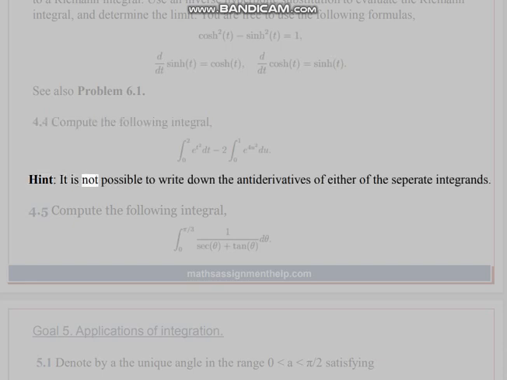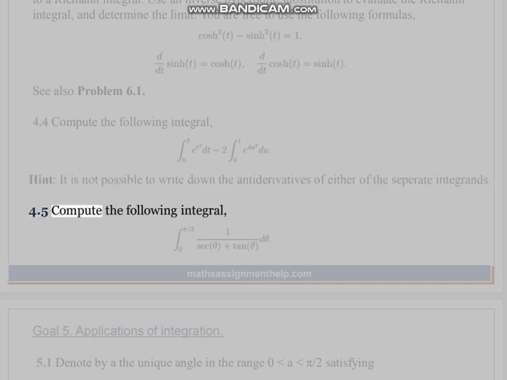Hint: it is not possible to write down the antiderivatives of either of the separate integrands. Point 5: compute the following integral.